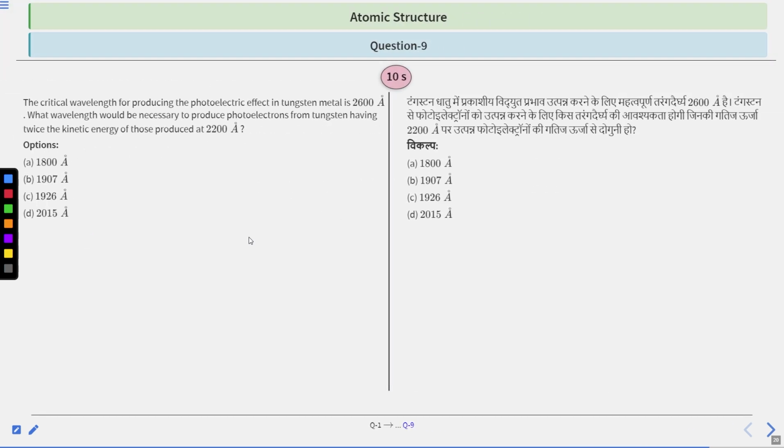Okay, moving to question number 9. The critical wavelength for producing the photoelectric effect in tungsten metal is 2600 angstrom. What wavelength would be necessary to produce photoelectrons from tungsten having twice the kinetic energy of those produced at 2200 angstrom? Now, options are 1800 angstrom, 1907 angstrom, 1926 angstrom, or 2015 angstrom. You have 10 seconds to solve this question. After that, we will see what will be the answer.